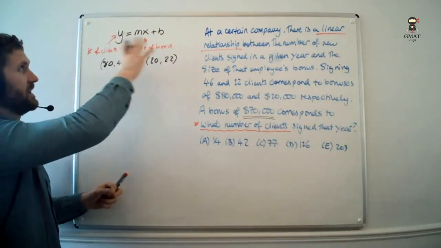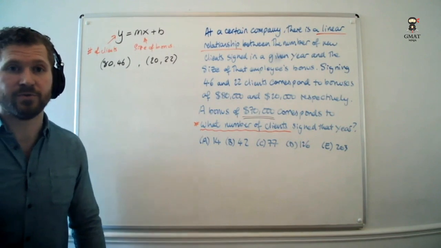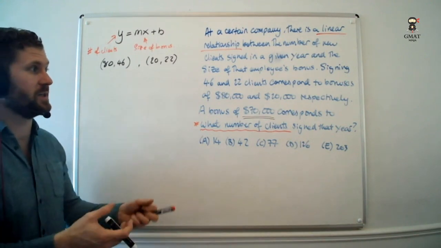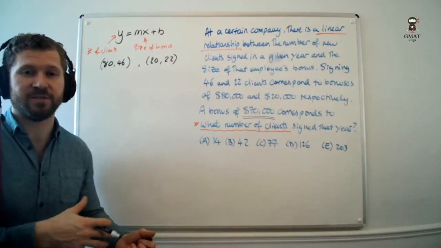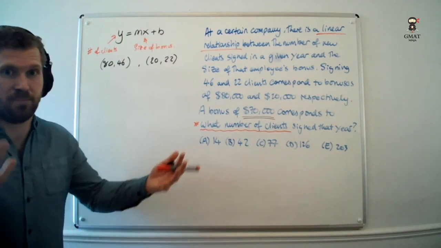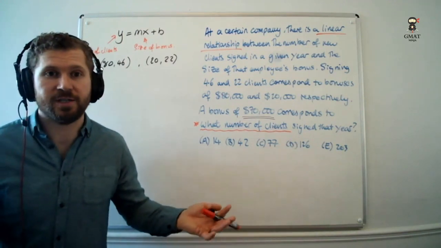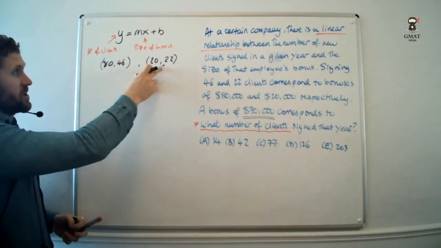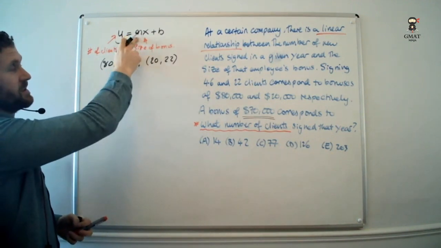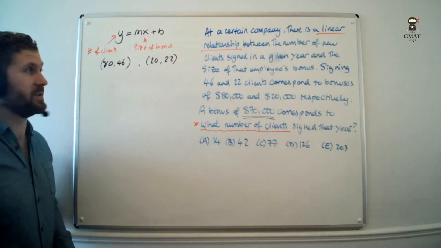So I need to find the equation that goes with this straight line, this linear relationship. Then I can plug in an X value of 70, and that'll tell me the number of clients. So we're back to coordinate geometry here. I've got my two coordinates. What I need is the slope, the value of the slope, and the value of the intercept.